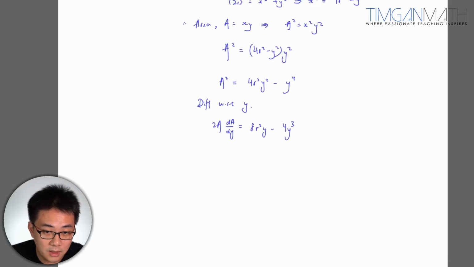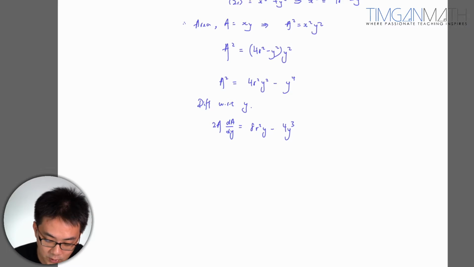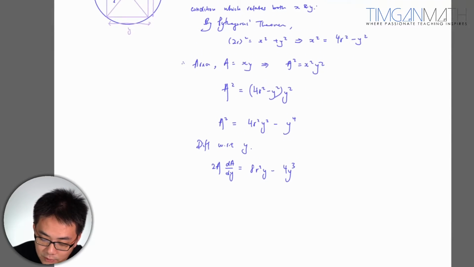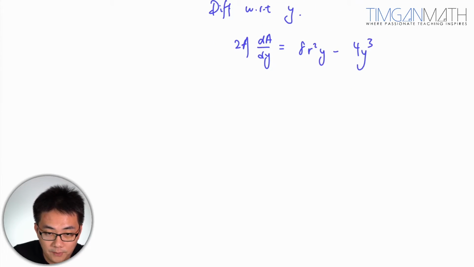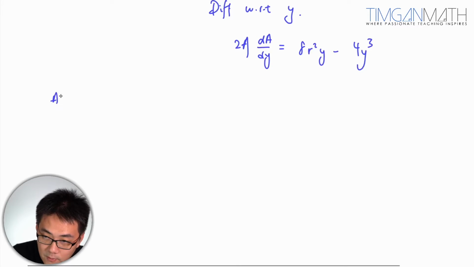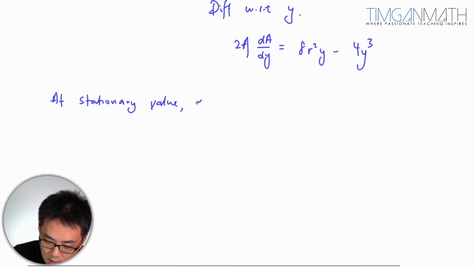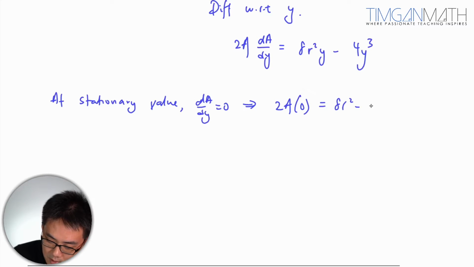Now once that's done, we need to show that it is a maximum, but we will show that later. We need the second derivative. Okay, so as a stationary value, stationary point, dA/dy equals 0. So we know that this will be 0. So 2A times 0 equals 8r squared y minus 4y cubed.